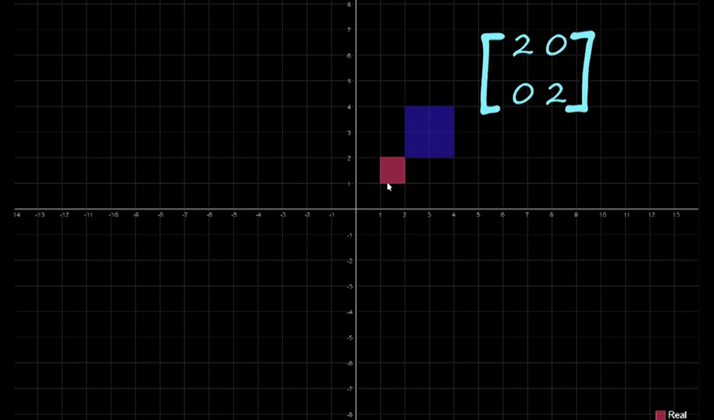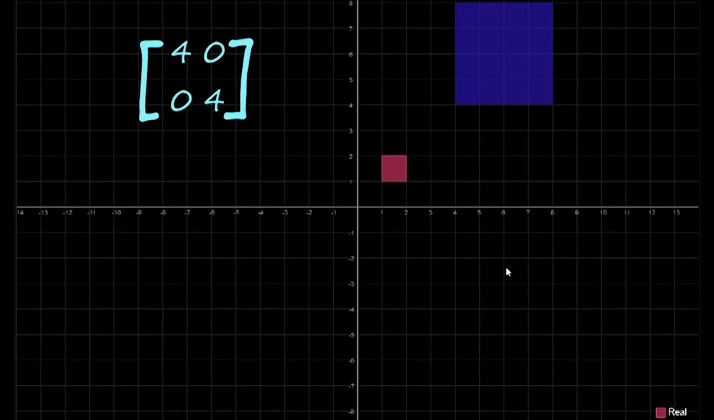So here it was (1, 1), and now this is (2, 2). This was (2, 1), and now this is (4, 2). This was (2, 2), and now this is (4, 4). And this was (1, 2), and now this is (2, 4). Similarly, the matrix [4, 0, 0, 4] would transform this set of coordinates 4 times in this direction. See, each of the sides is increased by 4 times, each of the coordinates has quadrupled or been multiplied by 4.